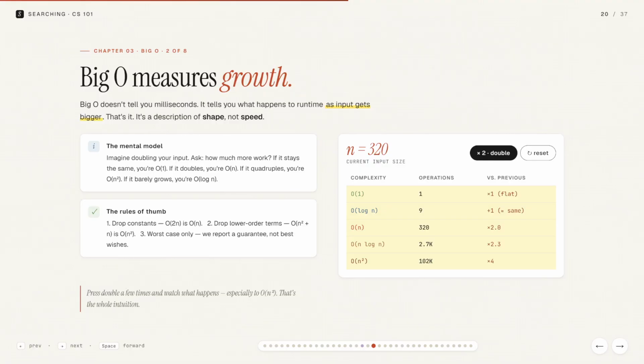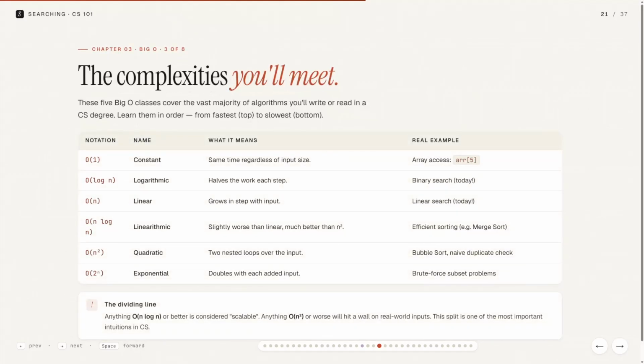So, let's see the named family of all these growth shapes. Here's the family of big O classes you'll meet in this degree. I'm going to read down the table, fastest to slowest. For each one, I'll give you a real-world example you'll actually encounter.